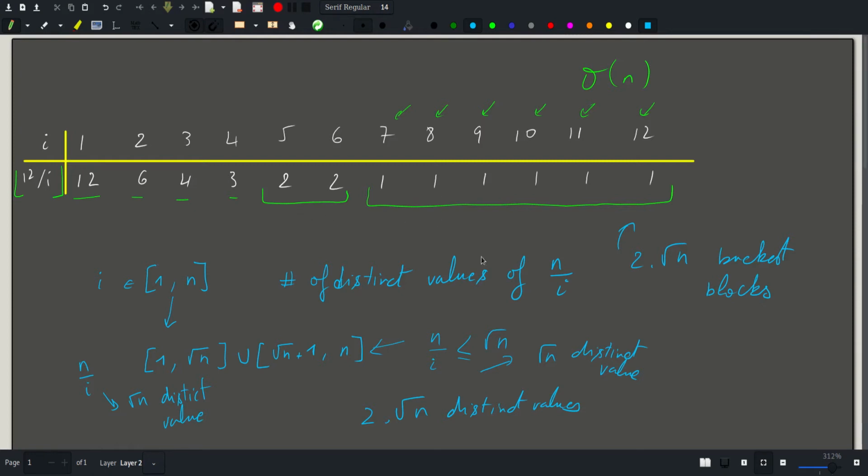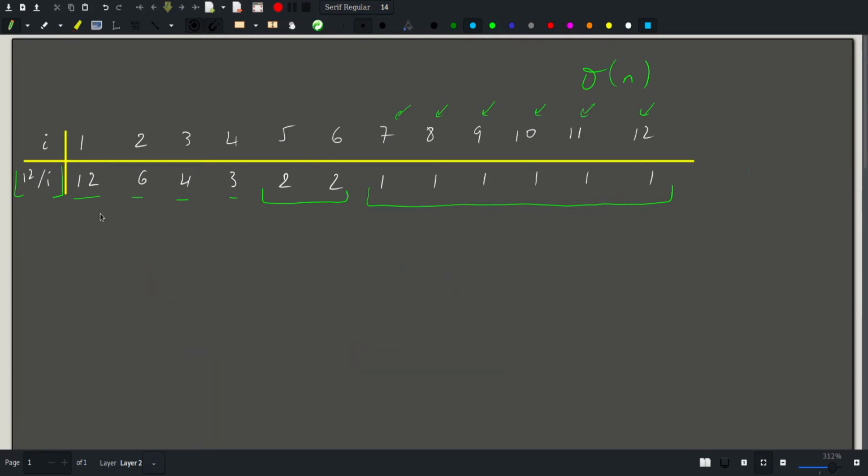So if we were able to compute the answer for each block efficiently, then we would be able to reduce our complexity to O of square root of n times whatever time we would require to compute the value for each block. So now the first thing we need to do is find a way of determining these blocks, or in other words, finding a way of finding the boundaries of each block.